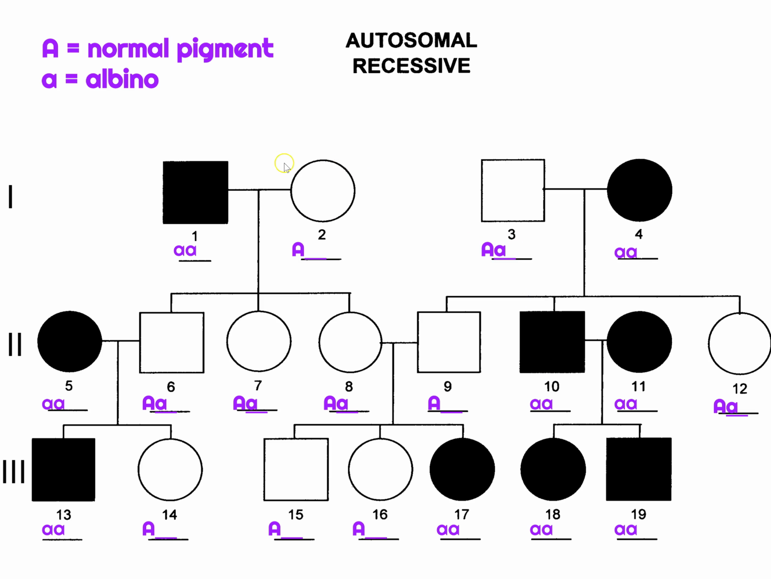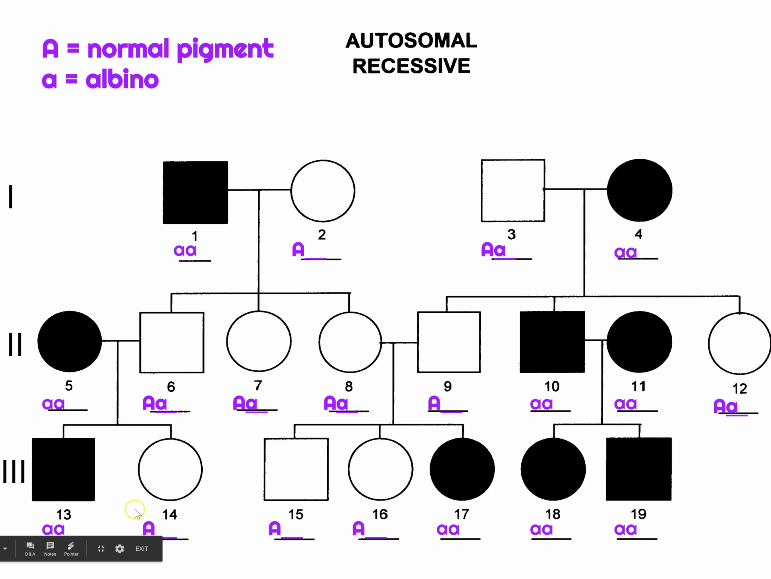Now, this parent number two over here, we cannot put anything here because all we know is that they each got a big A and then they got a little A, but we don't know if this was big A, big A, or big A, little A. So we cannot fill in the entire genotype here. But we can fill in this one down here. This one down here, same thing.